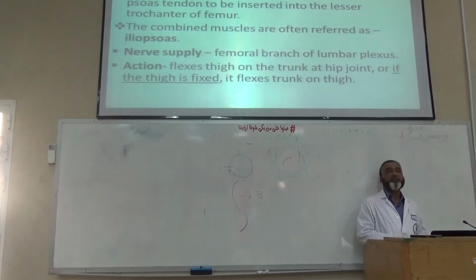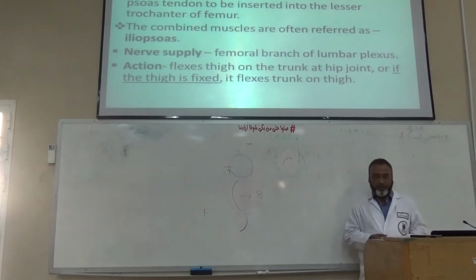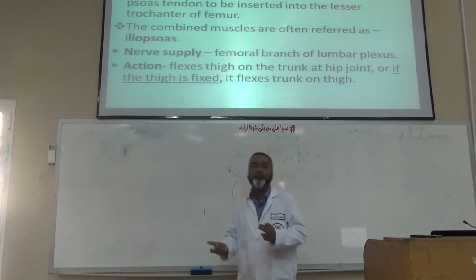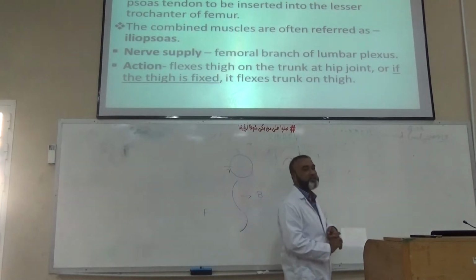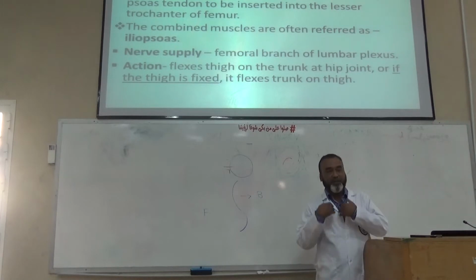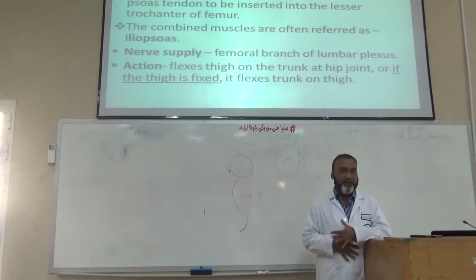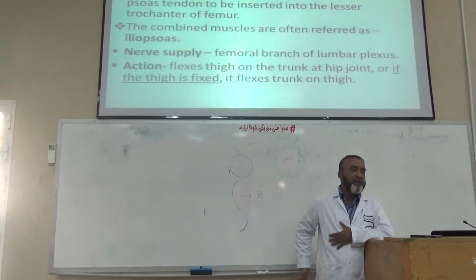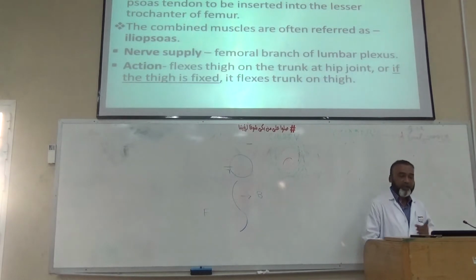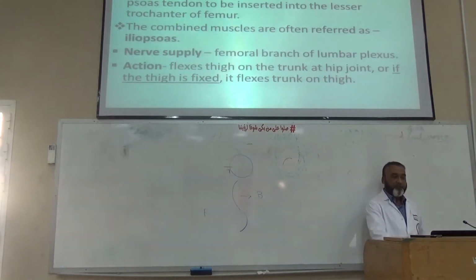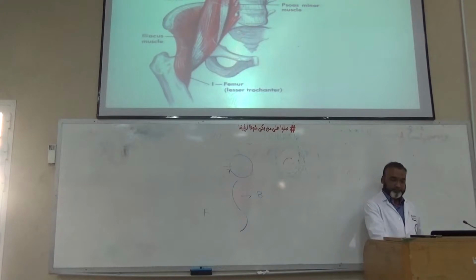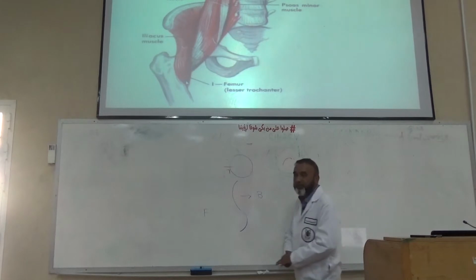Nerve supply, it receives the femoral branch of the lumbar plexus, and the action is the same as that of the psoas major muscle: flexion of the trunk when the thigh is fixed, and when the trunk is fixed, flexion of the thigh at the hip joint. Okay, so these are the actions of the iliacus muscle. This is the iliacus muscle, you can see on the lateral side of the psoas major and inserted over the lesser trochanter of the femur.